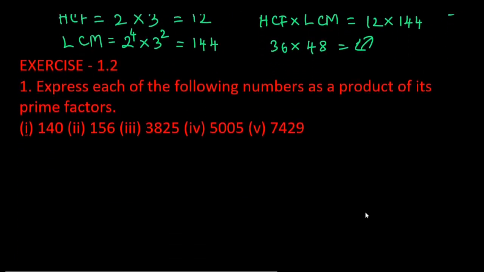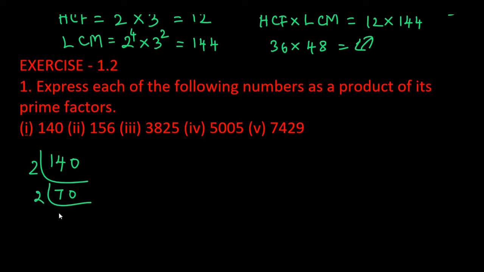Now let us look into exercise 1.2. Express each of the following numbers as a product of its prime factors. 140. It is divisible by 2. So divide by 2, dividing by 2 we get 70. Again divisible by 2, 35.